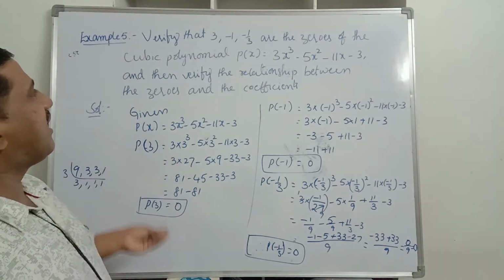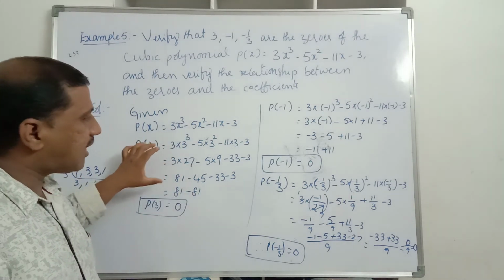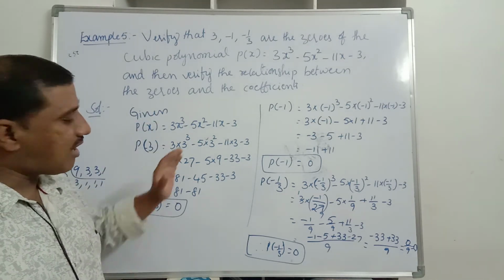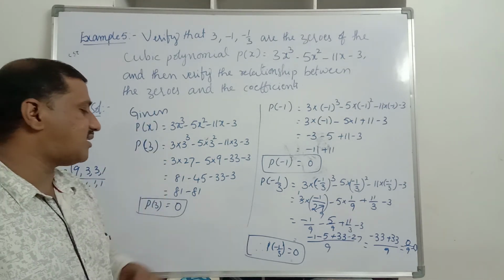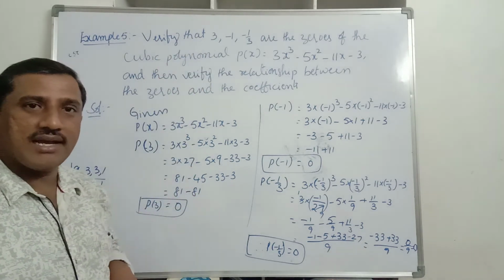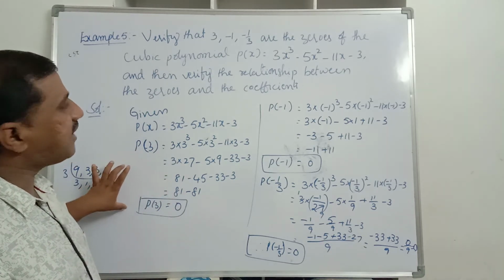Like this, we can verify whether they are the zeros of the cubic polynomial or not by substituting the given values in the place of x and simplifying. If we get the value 0, then we can say that those values are zeros of the given cubic polynomial. Is it clear? This is the first part of the sum.